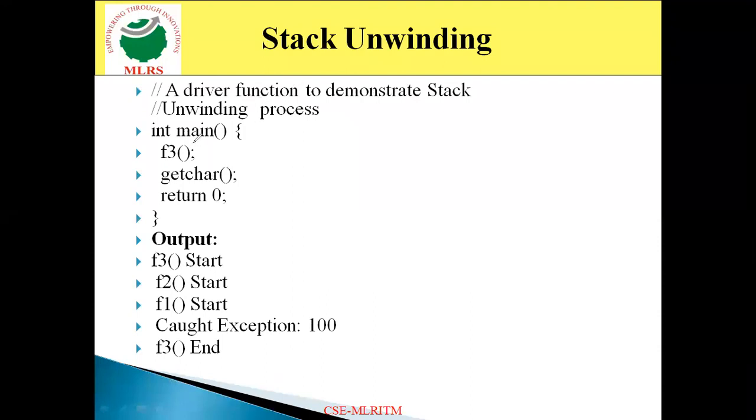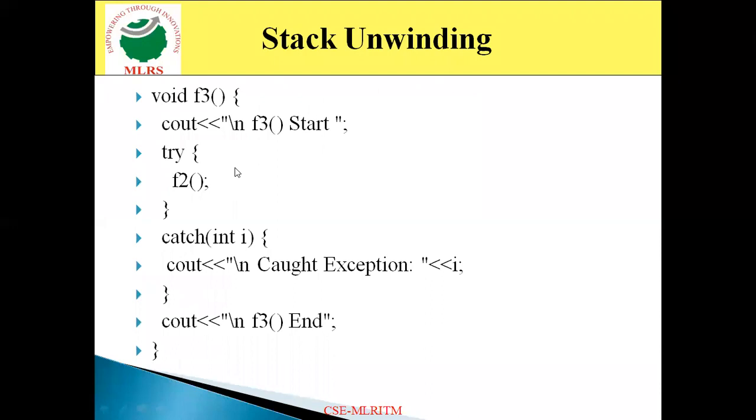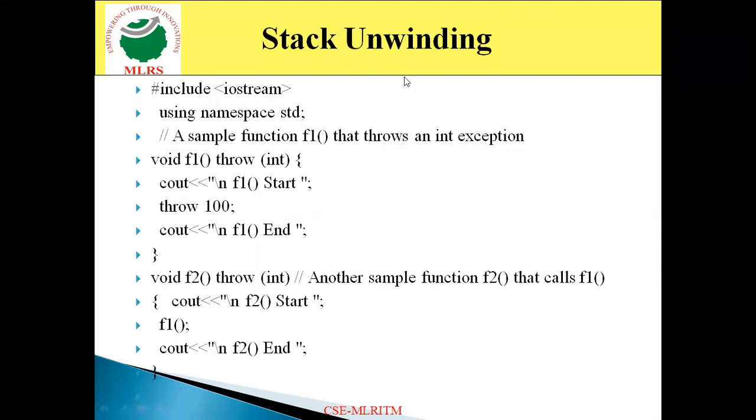Come to the main function, and see how the program will execute using the stack unwinding process. As usual, execution starts from main onwards. The first statement is f3, which indicates that function f3 is going to execute. In this function f3, the first statement is f3 start, which will appear on the output screen. Then it executes a try block. In the try block, there is a call to function f2, so it immediately executes function f2.